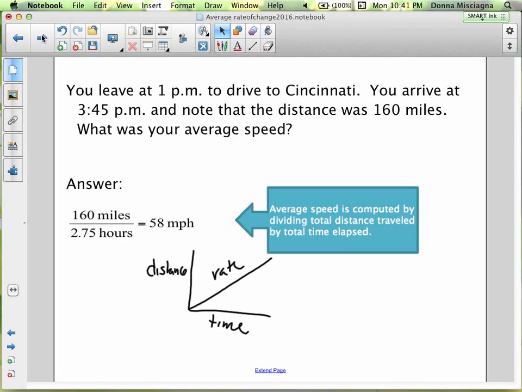If you leave at 1 p.m. to drive to Cincinnati, you arrive at 3:45, and note that your distance was 160 miles. What was your average speed? Your rate is just the distance divided by the time. So average speed is computed by dividing total distance traveled by total time elapsed. If we divide 160 by the difference between 1 and 3:45, which is 2 3/4 hours, or 2.75 hours, you get 58 miles per hour. So average speed is just total distance divided by total time.